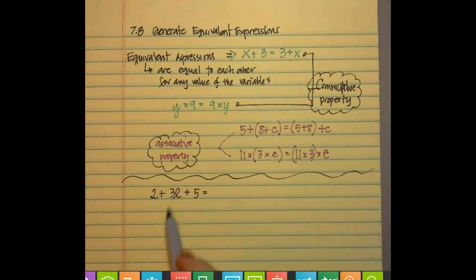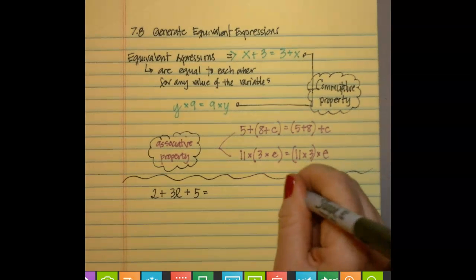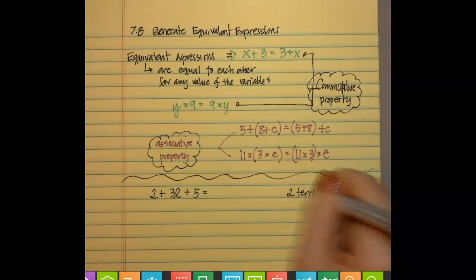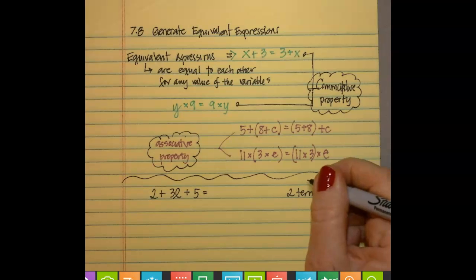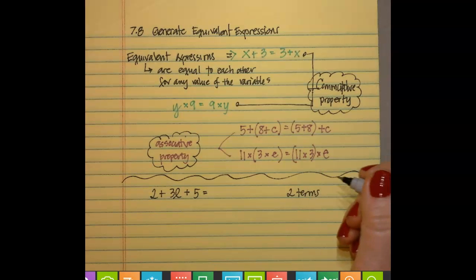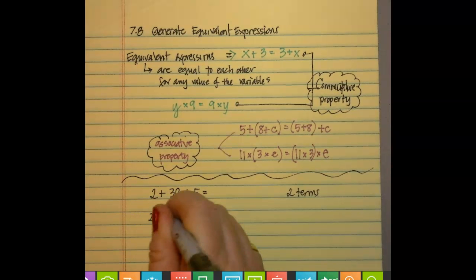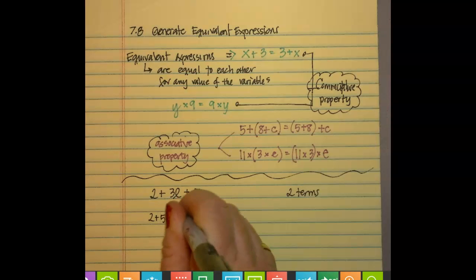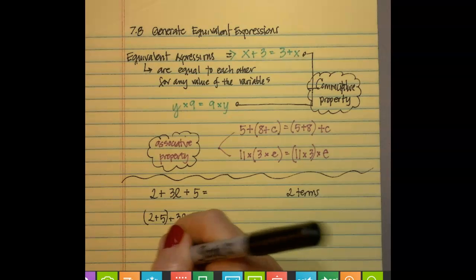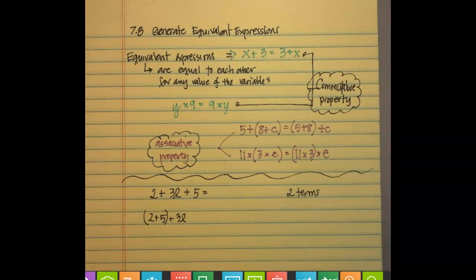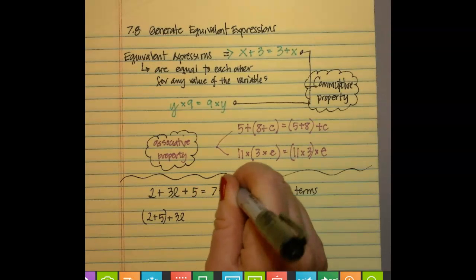I'd like you to look at this expression here, and I'd like you to think about how we could combine this into just two terms. And actually, you'd be using both the commutative and the associative property, or I can just say simplify. The way you'd simplify is you would add the 2 to the 5, and then add that to 3L. This is kind of what you're doing in your head, but when we do it like this, we are using the commutative and the associative property. Anyhow, so you add those together and get 7 plus 3L.